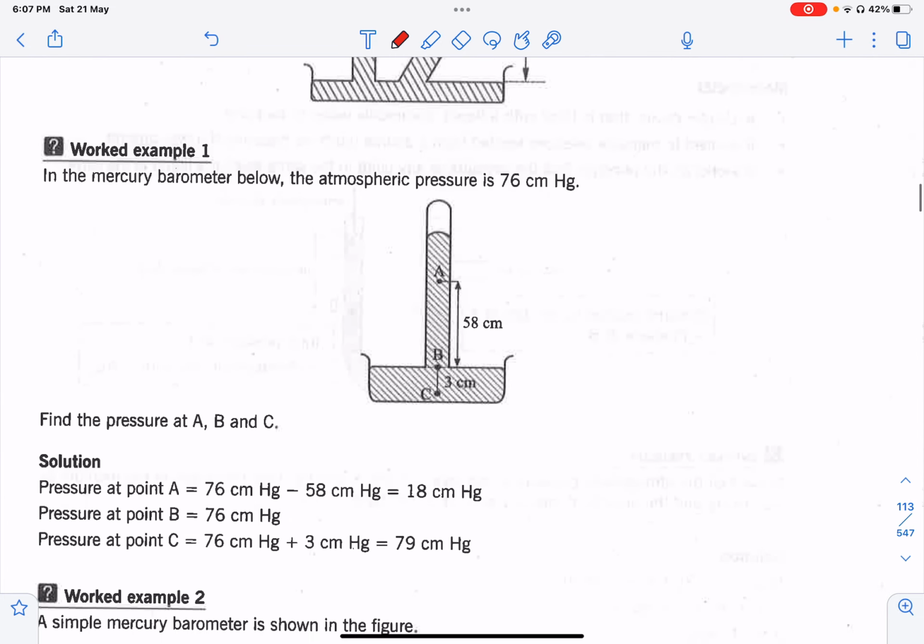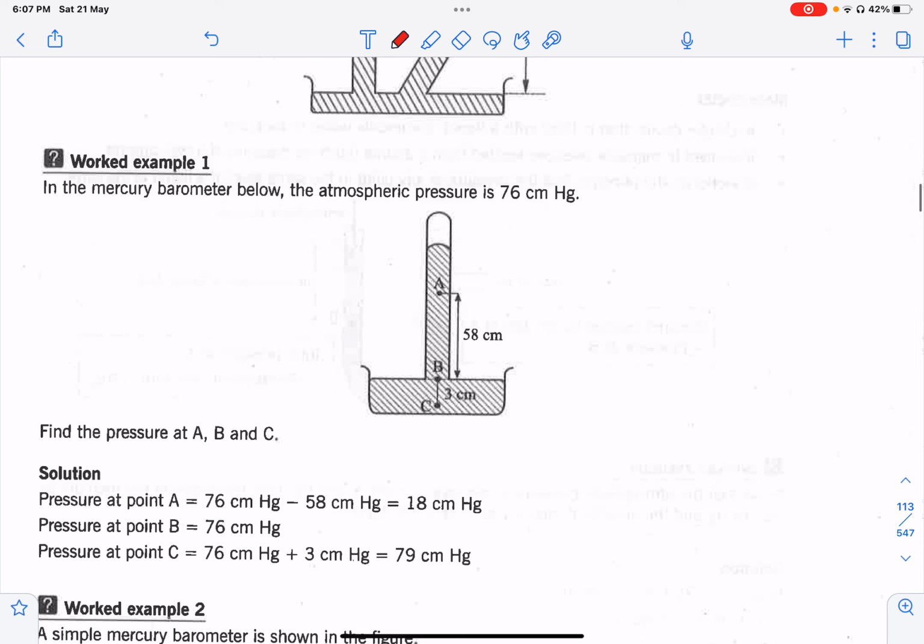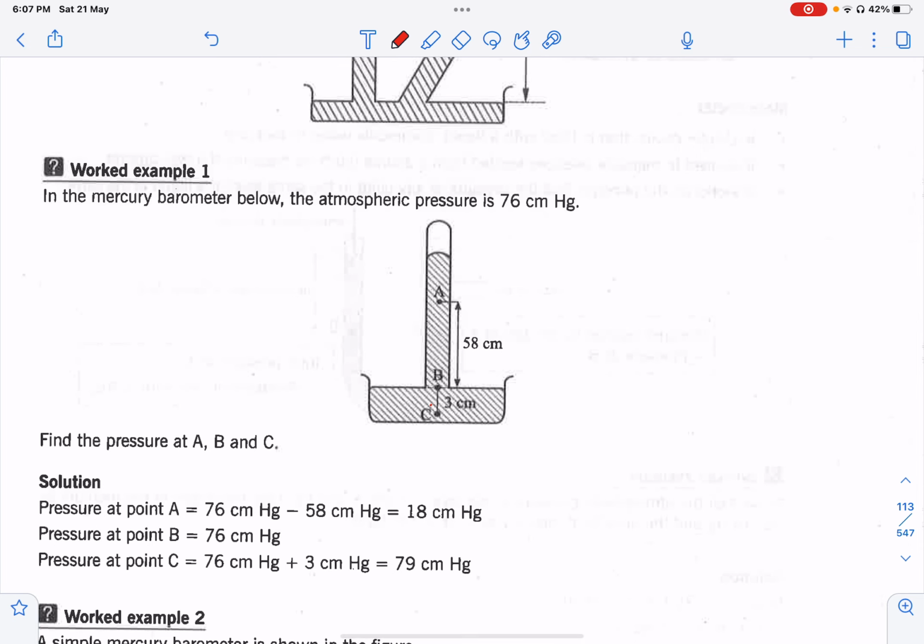So how do we go about calculating? If you want to find the pressure at A, B, and C, let's look at A first. We note that the atmospheric height is 76. So over here, the highest point is 76 cm. To find the pressure at A, it will be just 76 minus 58. Then this will be the pressure at 18.